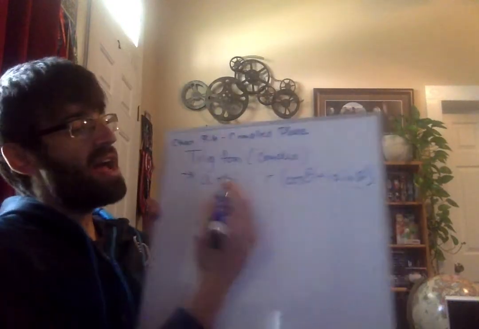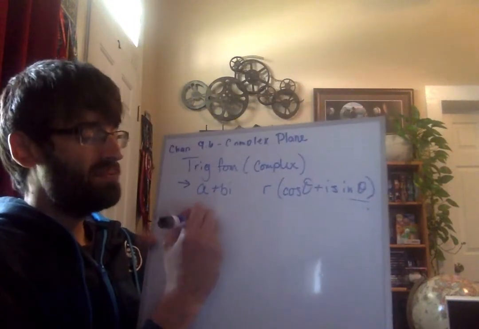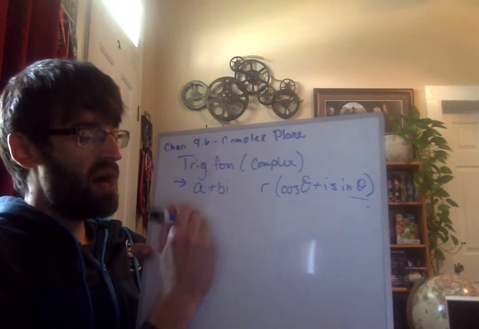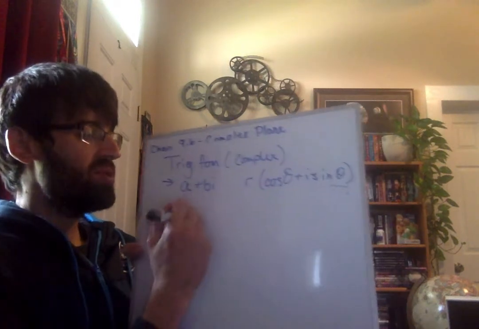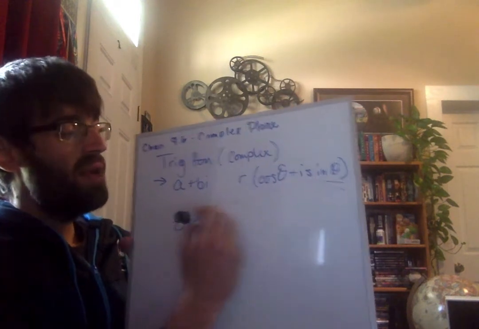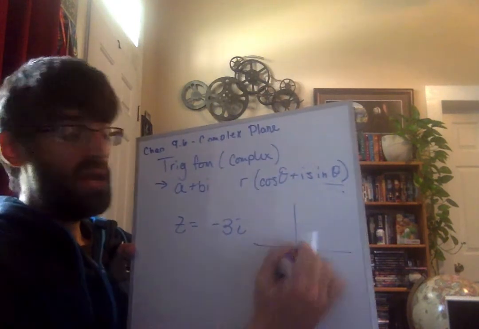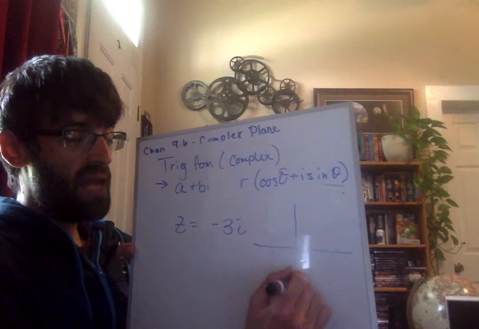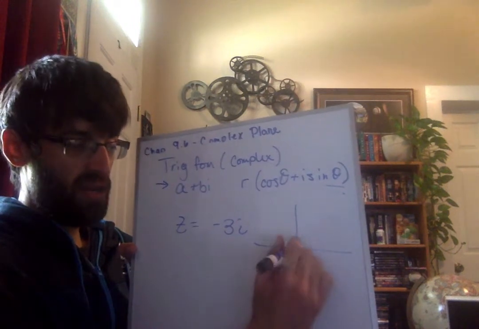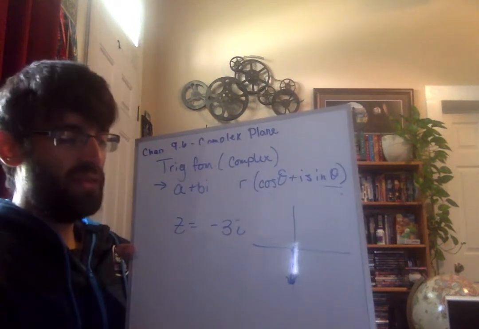Now, the next thing I want to discuss is the only thing you've got to worry about, which is if it is going to lie on the axis. So if I was given z equals negative 3i, if I were to graph that out, it's going to go -3 on the imaginary unit, so that vector is going down this way.